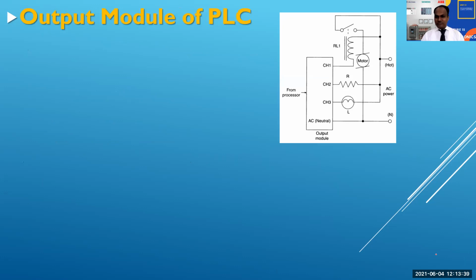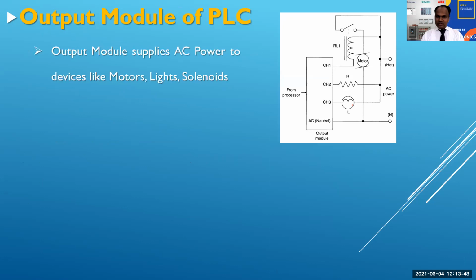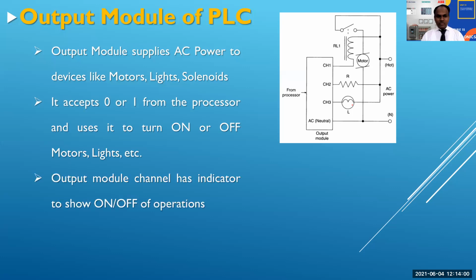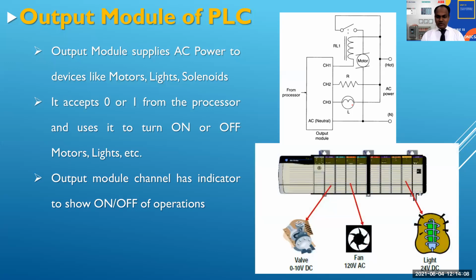What are the output modules we'll see? Here they have shown relay, motor, resistance and lamps. The output module supplies AC power to devices like motors, lights and solenoid valves. It accepts 0 or 1 from the processor and uses it to turn on or off the lights and motors. The output module channel has an indicator to show the on and off of operations. So these are the output modules. Maybe they will use a fan, light or valve.